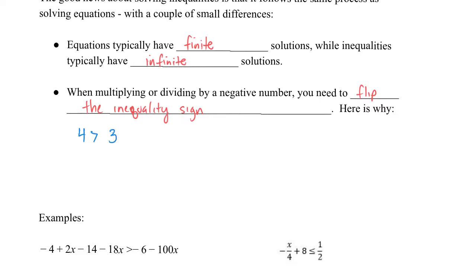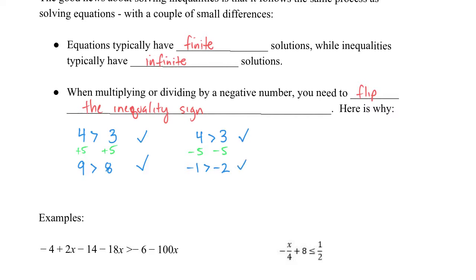Now, let's say I do a few things here. First I add to both sides. Let's say I add 5 to both sides. I'm going to get 9 is greater than 8. That's still true. Well, what if I subtract from both sides? Let me subtract 5 from both sides. I get -1 is greater than -2.